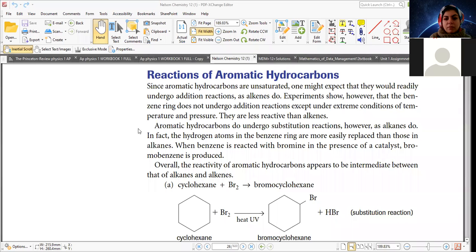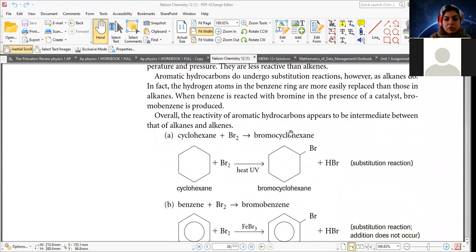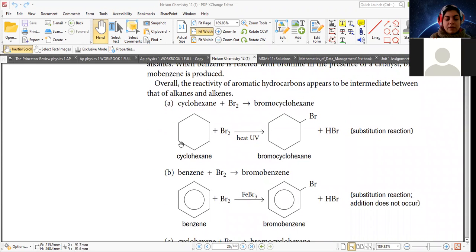Okay, reaction of aromatic hydrocarbons. As you see in this picture, we have a cyclohexane. There are 6 carbons on the edge of this shape. That's why this is in a cycle. So the name is cyclohexane and it's single bond. That's why ANE is alkane.